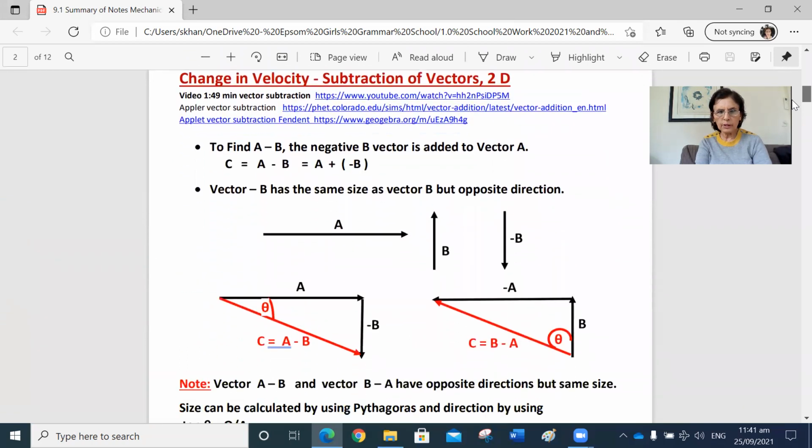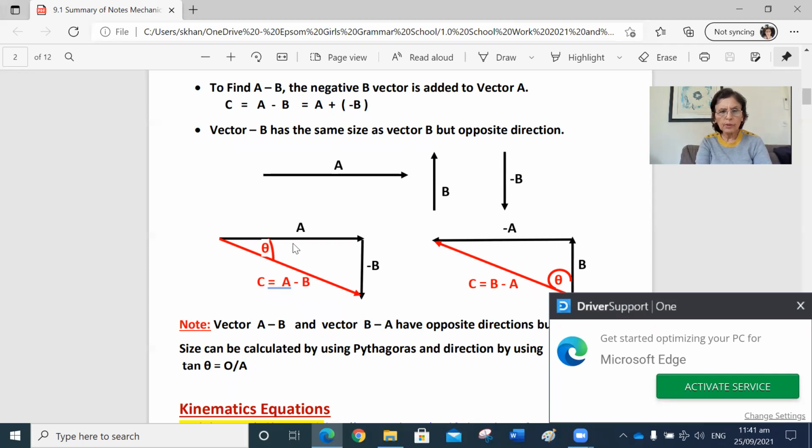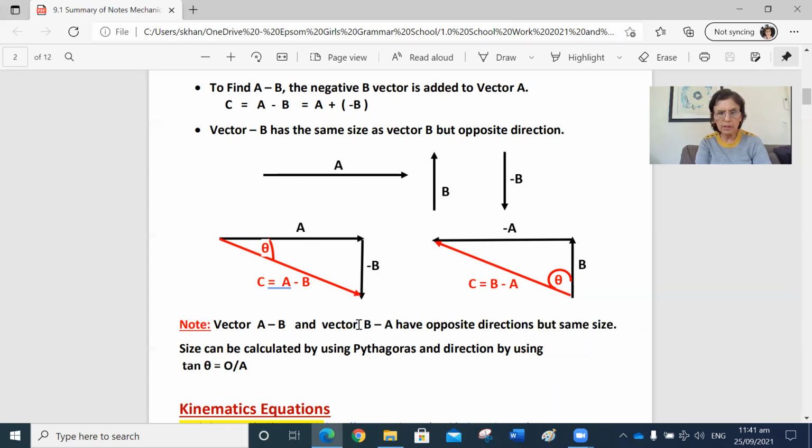Now, to subtract vector quantities: if this is vector A and this is vector B, and we have to find A minus B, a vector C, which is A minus B. So negative B is a vector which has the same size but opposite direction. So we'll draw B first, which is opposite to that, and then draw A. From there, we add negative B, which is this one. And then this will be the resultant, which is A minus B.